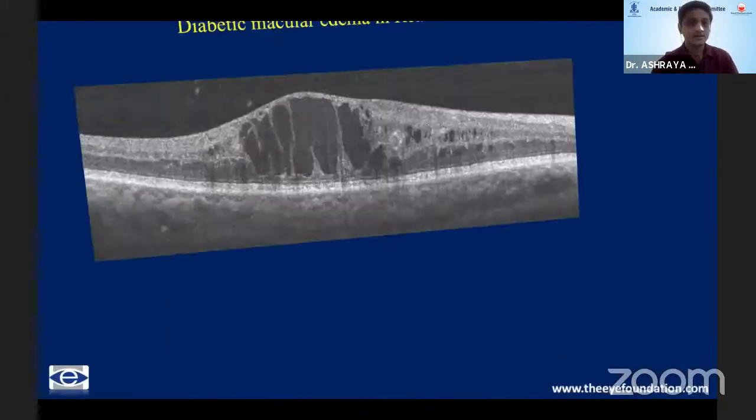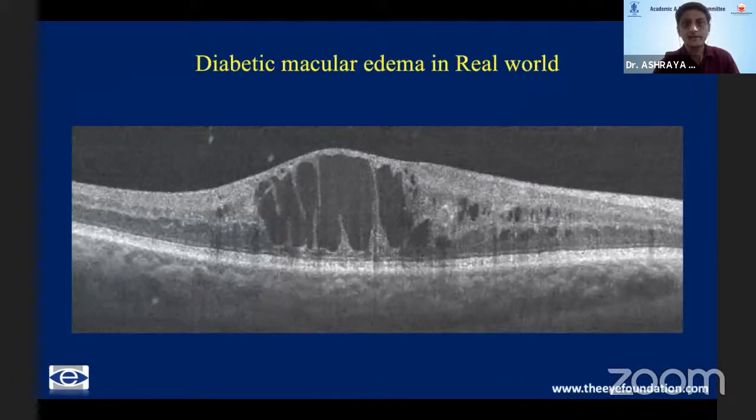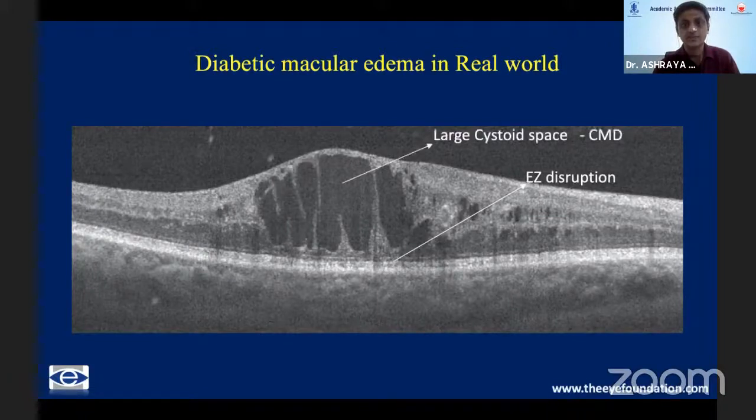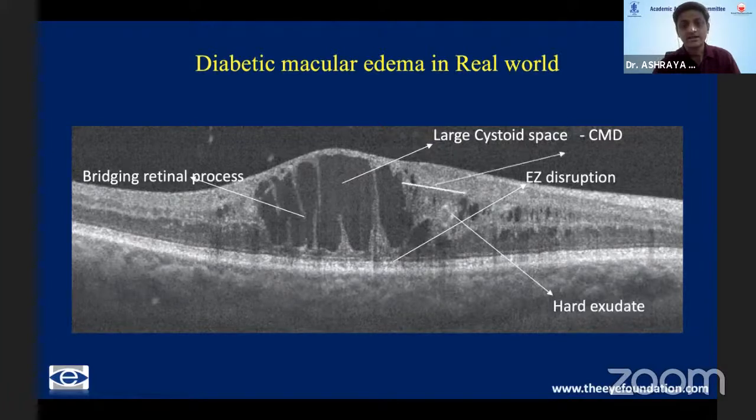Let's dive in. This is real-world diabetic macular edema, where we see ellipsoid zone disruption and a large cystoid space, which progresses to cystoid macular degeneration or a hyperreflective wall later on. There are also broken septae, which are called bridging retinal processes, or hard exudates, and of course the topic, DRIL, that is disorganization of retinal inner layers.